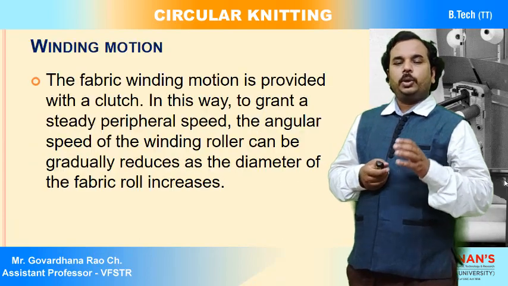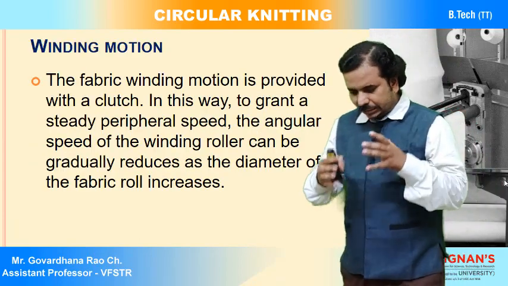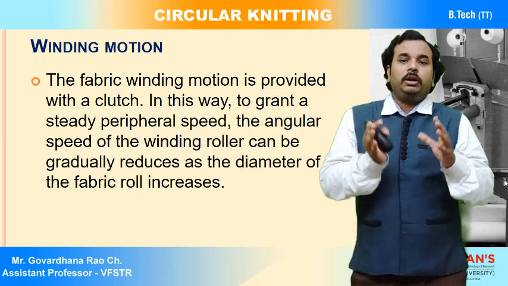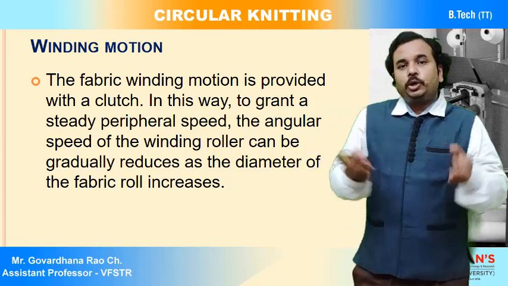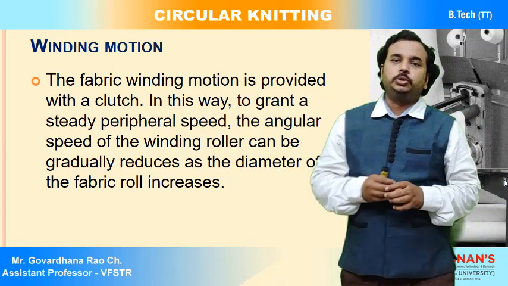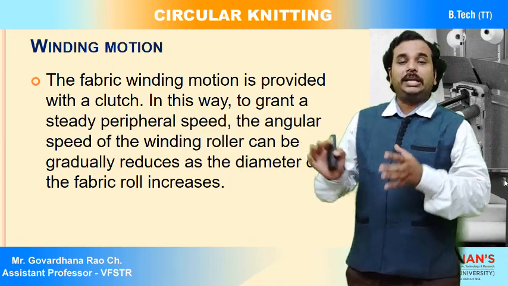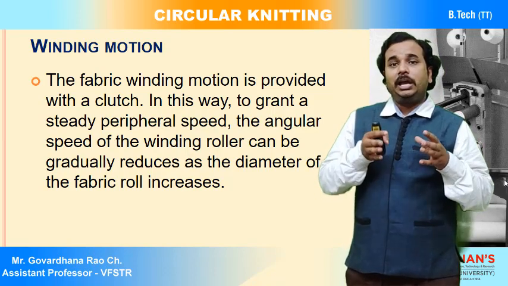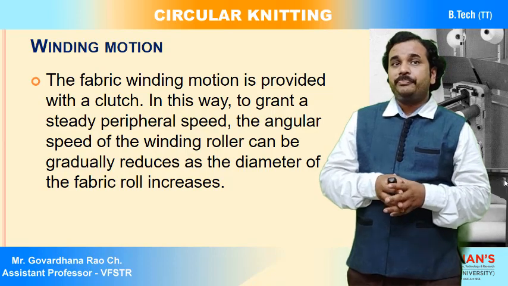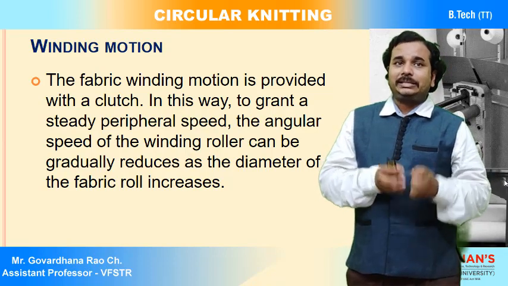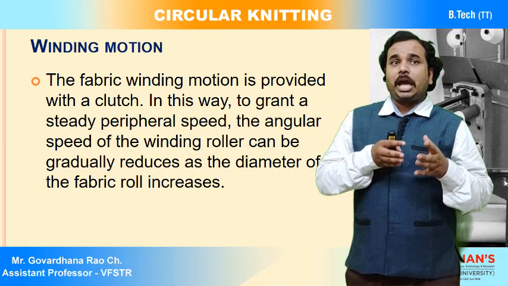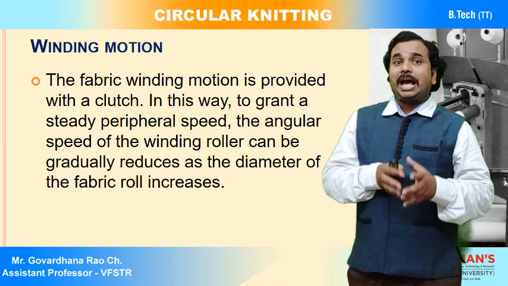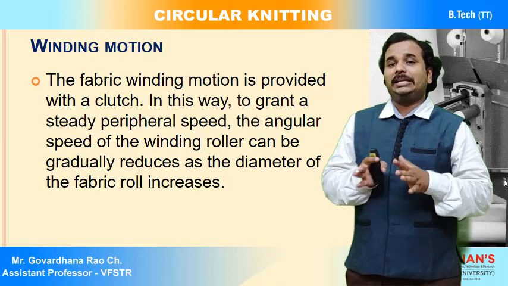Okay, and you can see the next one: after the takedown of the fabric from the knitting zone, the fabric is going to be forwarded into the cloth winding zone. So that is the wind up motion, there is a winding motion. The fabric winding motion is provided with a clutch type of drive. In this way, to grant a steady peripheral speed, the angular speed of the winding roller can be gradually reduced as the diameter of the fabric roller increases.